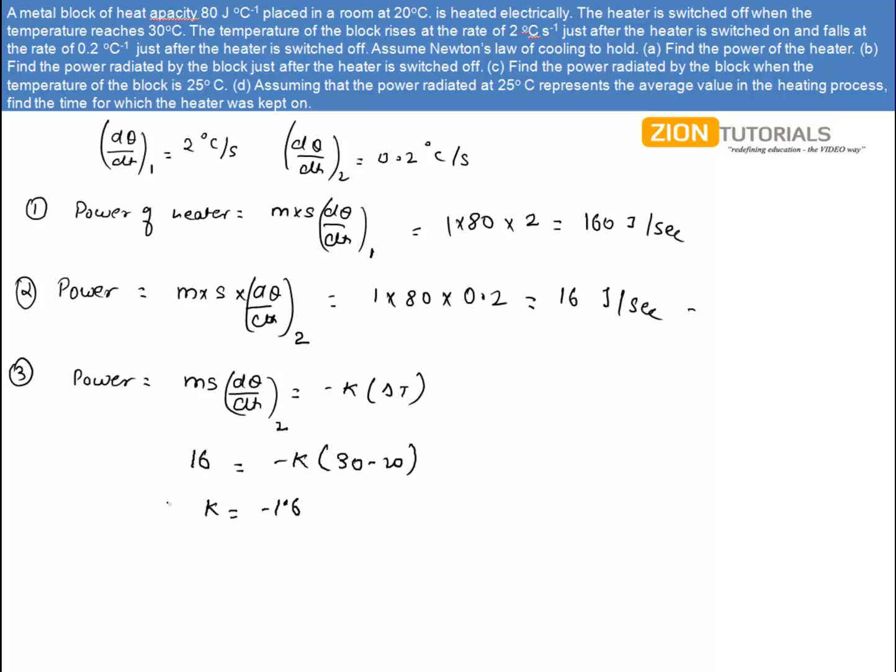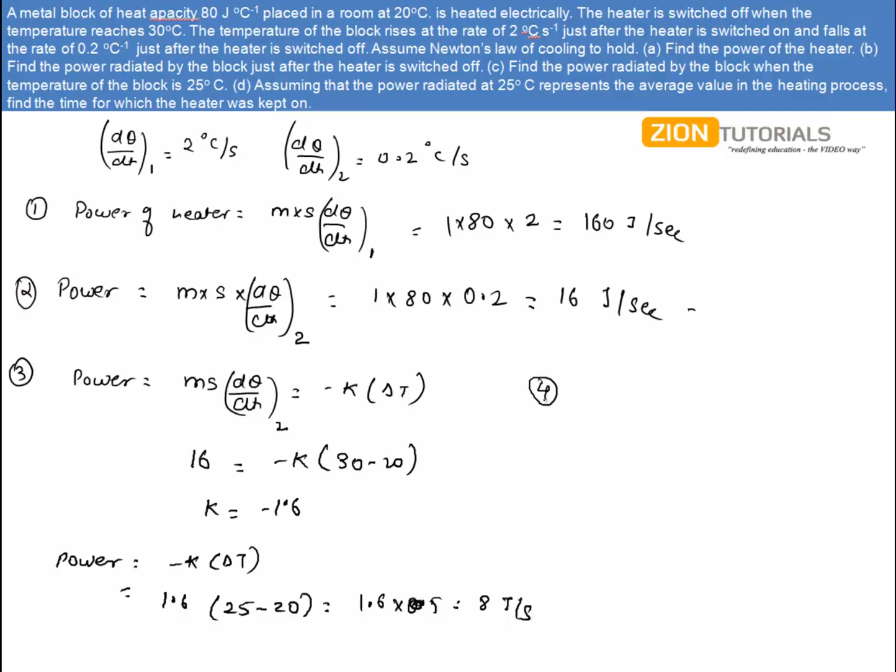Now I have to calculate the power radiated at the time when the temperature is 25 degrees. As I told you, power is given by minus k delta t. I have the value of minus k as 1.6, and delta t is 25 minus the initial temperature, that is 20, so 1.6 into 5. It comes out to be 8 joules per second.